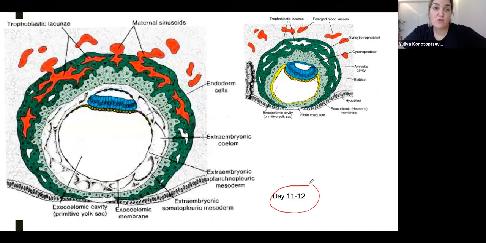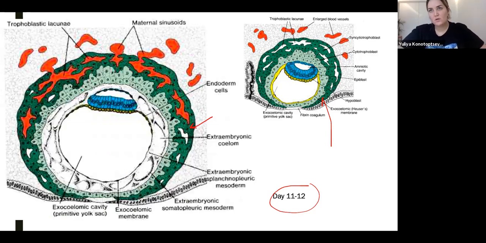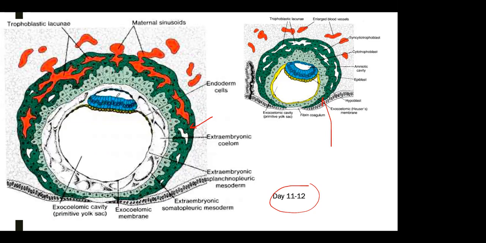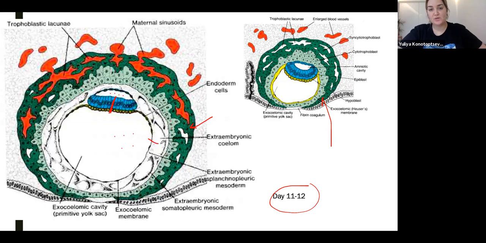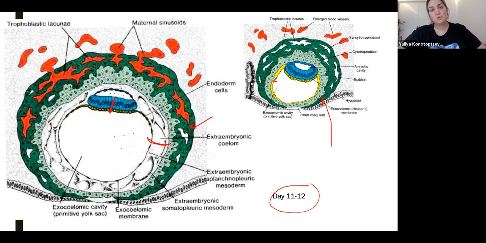Next day is day 11, 12, right? So this is day 9. Outer layer: syncytial trophoblast. Inner layer: cytotrophoblast. Bilaminar germ disc. Amniotic cavity. Primitive yolk sac. What is supposed to be here? Heuser's membrane. Very good. It's this yellow tissue, the hypoblastic Heuser's membrane.